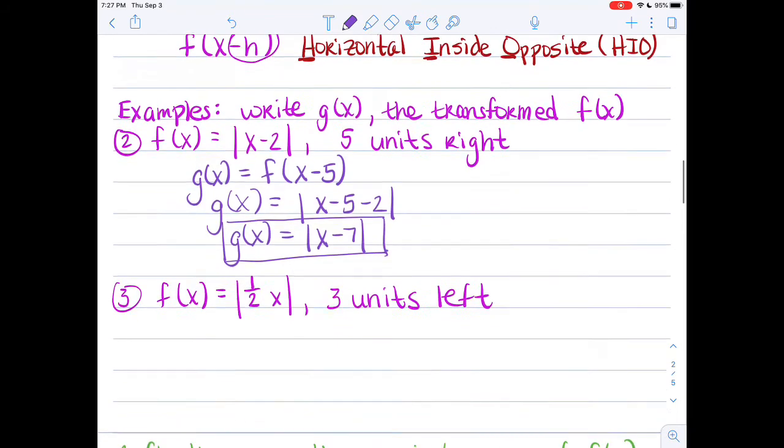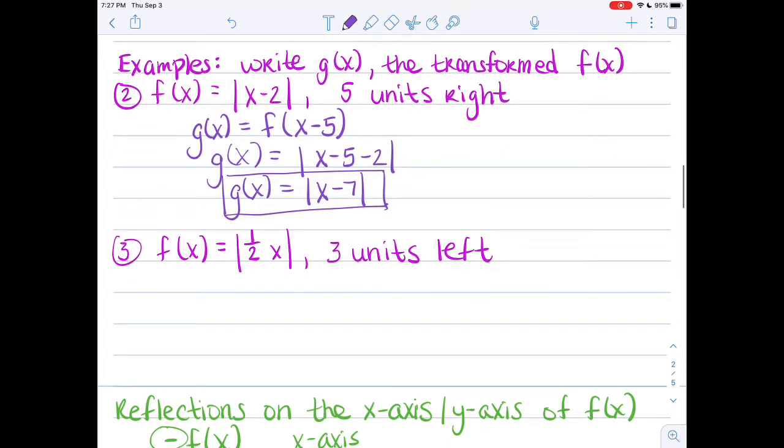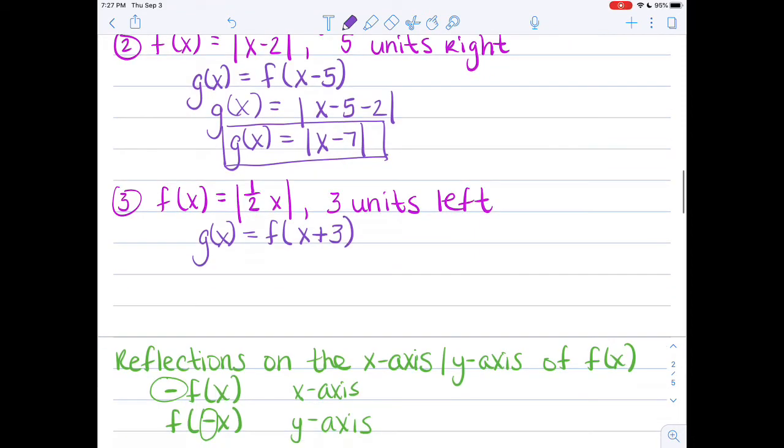Now let's look at one where we go to the left. So we're going to start with the absolute value of 1/2 x, and we want to move that 3 units to the left. So remember that that's going to be taking our function, and instead of it being a function of x, now it's going to be a function of x plus 3. Think opposite, don't forget.